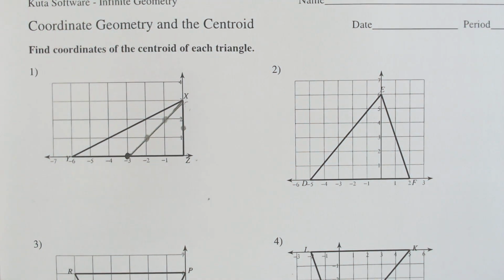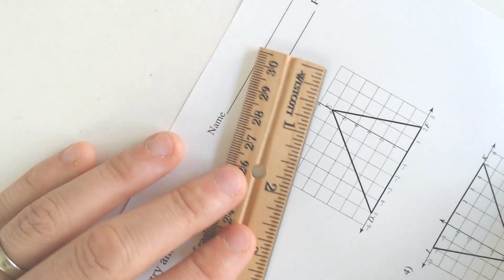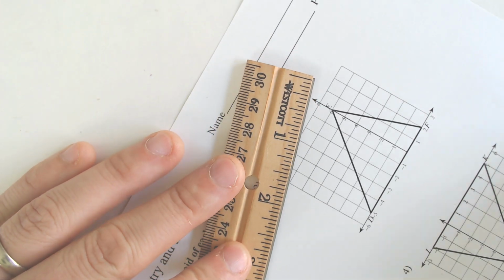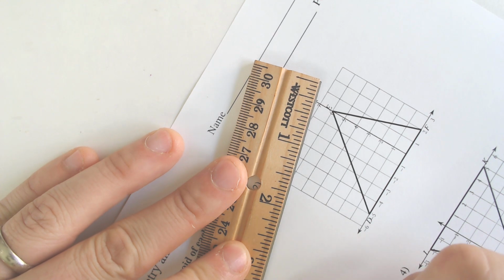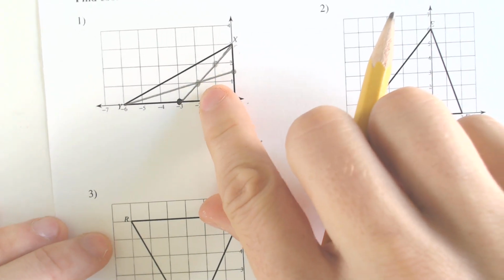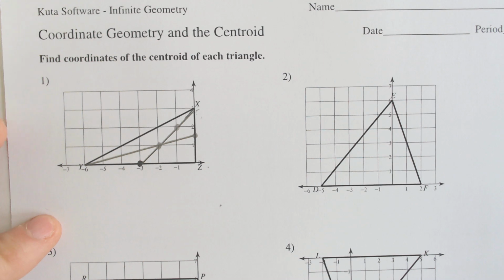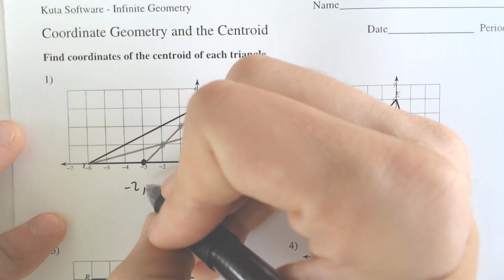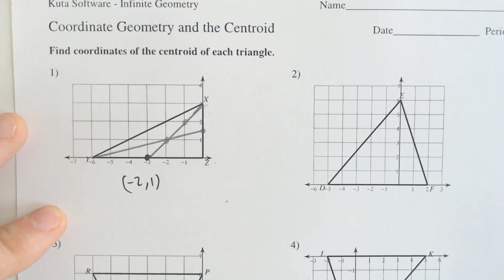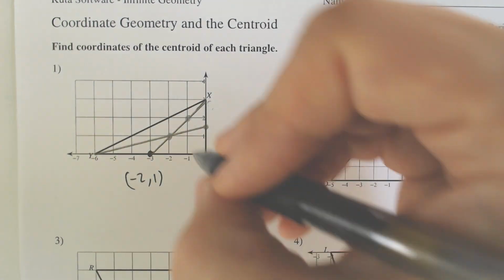All right? And if we go and do the same exact thing here, we are going to get a value that ends up going through here. So we get the value at -2, comma 1. That would be the centroid, the intersection of it.